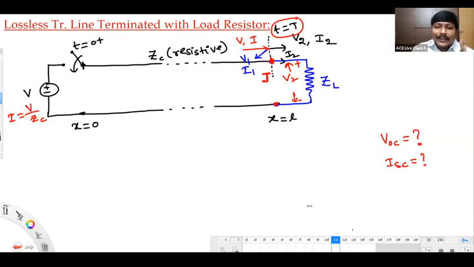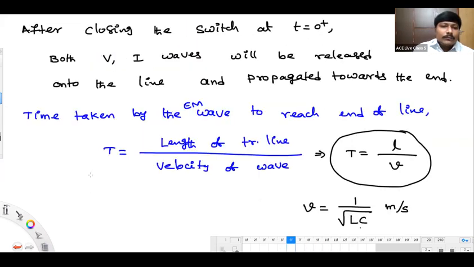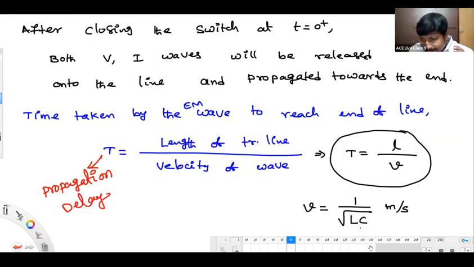Please go through the previous classes' notes, Balavignesh, where I discussed ZC. Please listen. Time T, which we just discussed, is the propagation delay. Yes, propagation delay.